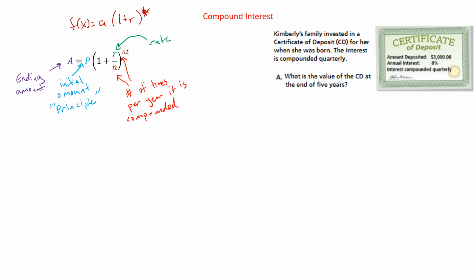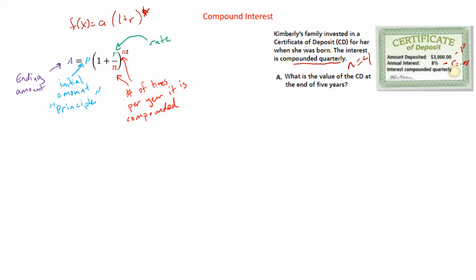We have Kimberly's family invested in a certificate of deposit, it's a CD, for her when she was born. The interest is compounded quarterly. So this tells us n equals 4. What is the value of the CD at the end of 5 years? And then we have the amount deposited, that's the initial amount, that's P. Our interest, r equals 0.08, because 8% is 0.08.